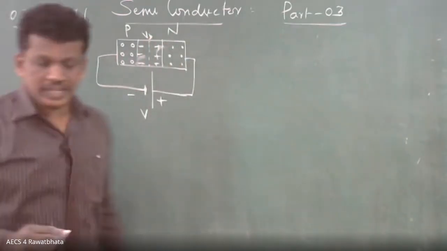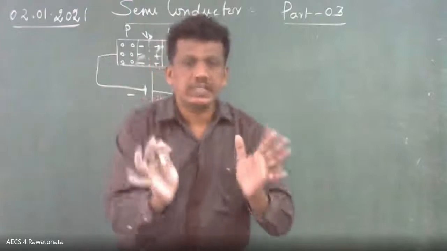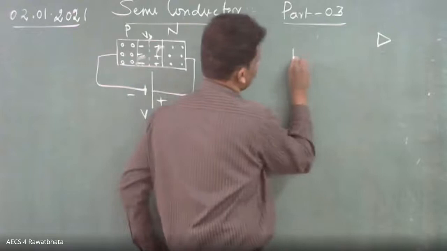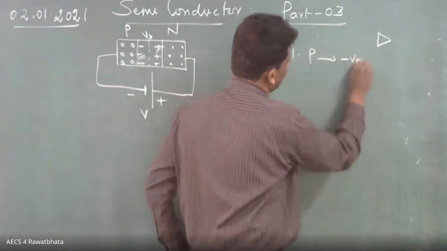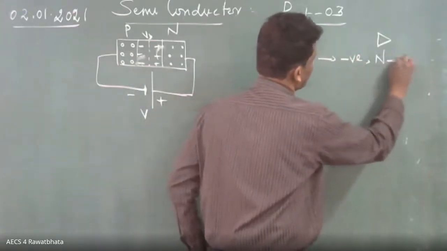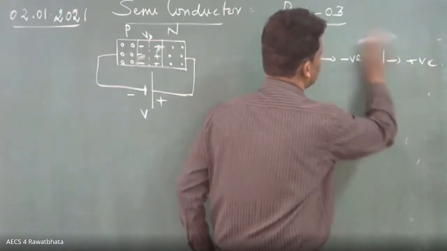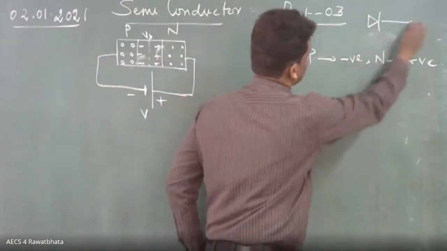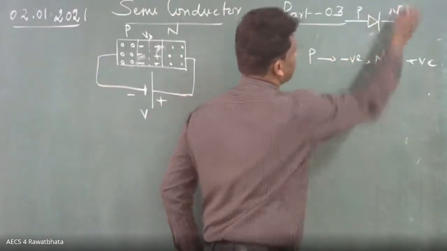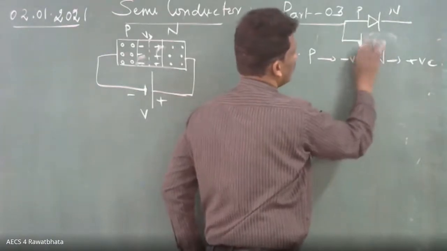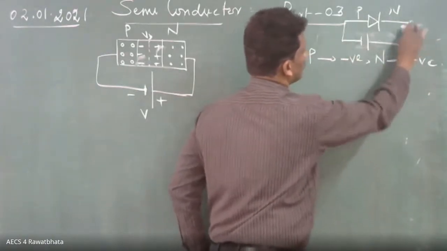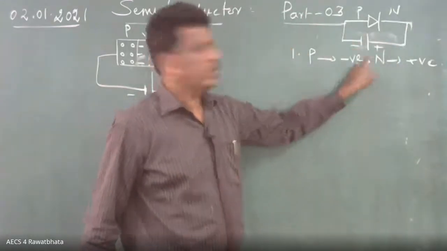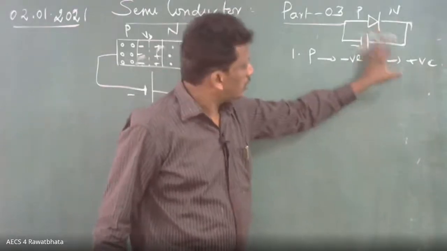Now look at that. All of you listen now. What is reverse bias? First point: P region with negative and N region with positive. Just put it opposite. Suppose you have this diode, this is P, this is N. P with negative, here positive. That's all. Minus, plus. Reverse. P region with negative, N region with positive. That is called reverse bias.